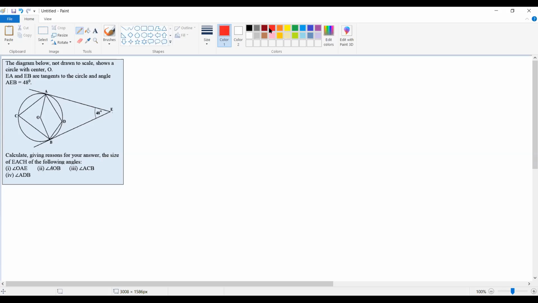Okay, so let's correct. We have to find angle OAE. Right, that's this angle here.